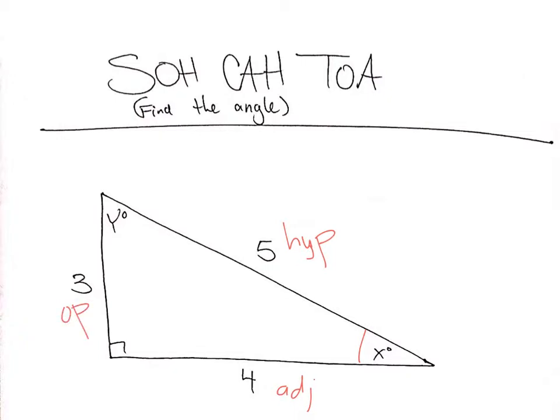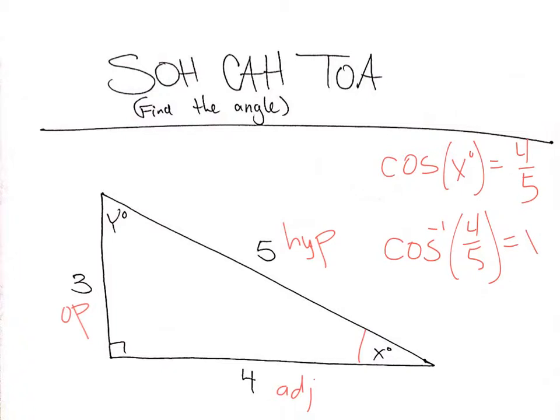So we could say something like the cosine of x degrees is 4 over 5. So if we write that out, cosine of x degrees is 4 over 5. And what that means is that the inverse, so this is the reverse process, inverse cosine of 4/5 equals x degrees. So if you're using the calculator, it's probably this inverse cosine.